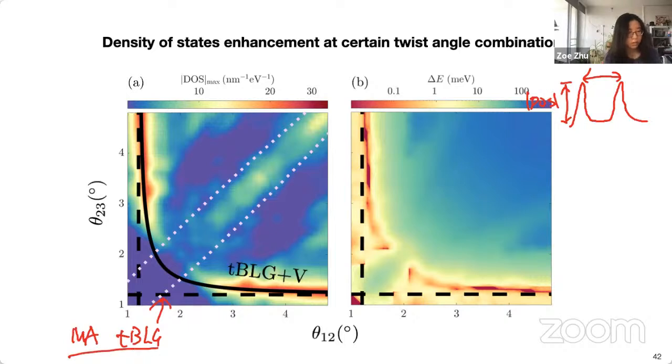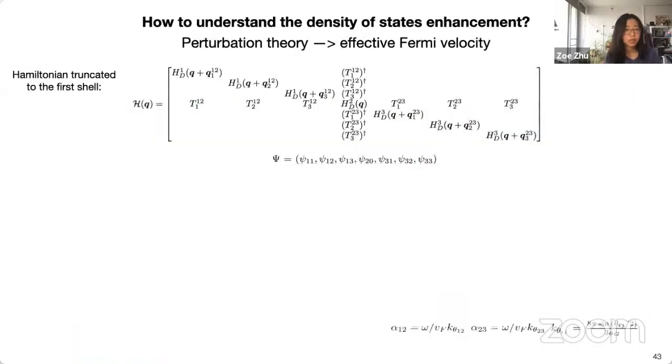So this makes intuitive sense, because if we think about it, when one of the twist angles is really large, that means the third layer is decoupled from the other two layers. And the system is effectively reduced to a twisted bilayer graphene with a decoupled monolayer. So naturally, the magic angle of that system would be at the magic angle of the TBLG. And so this makes us think that these enhancements are due to a TBLG perturbed by an external potential from the third layer.